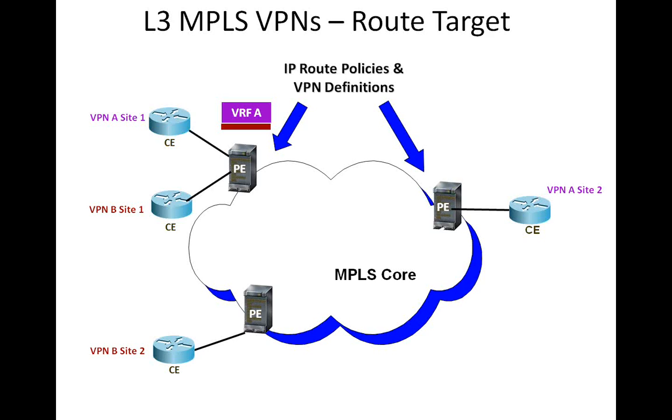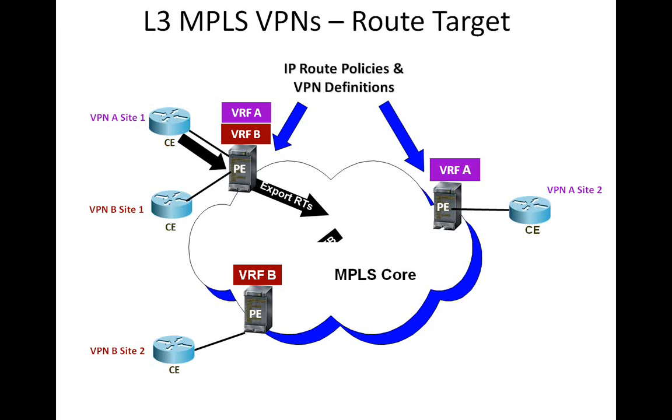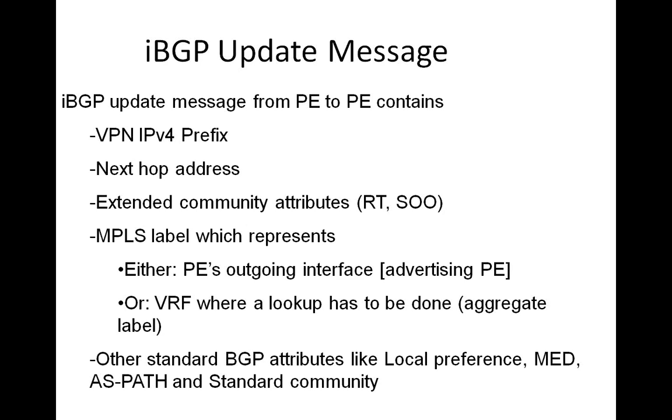So you define all your route policies and VPN definitions at the edge router, right? And then you create all the different VPNs. And when you get updates from a particular site, then you send the BGP update by using the route targets. Whatever is configured as the export route target, you send that update with that export route target. And on the other side, you are going to configure import route targets. So only when the export route target matches the import route target, those routes are installed in the edge router.